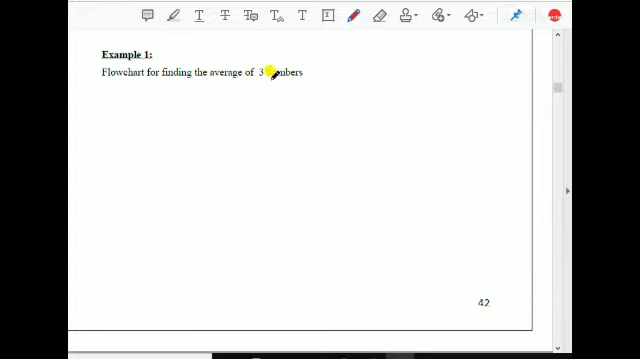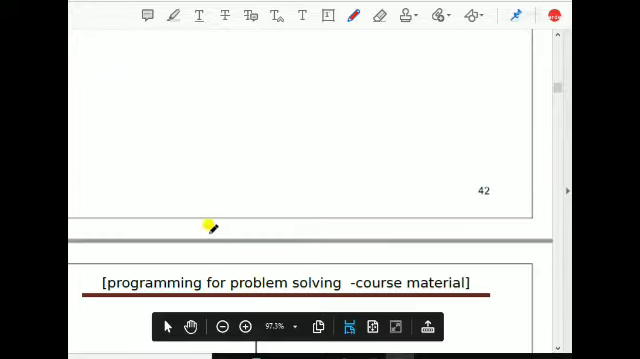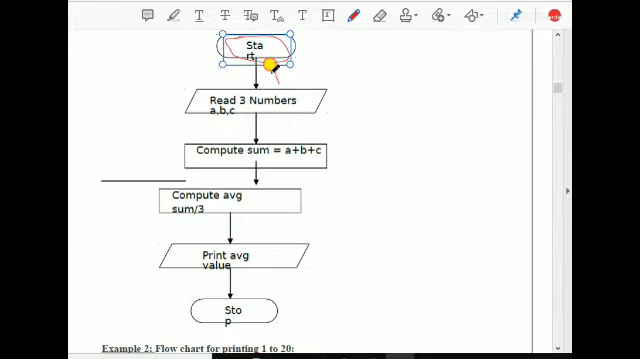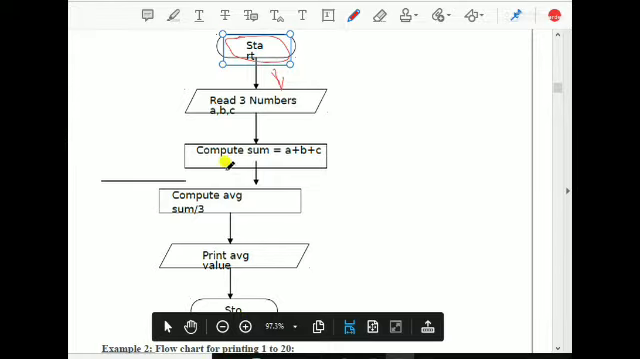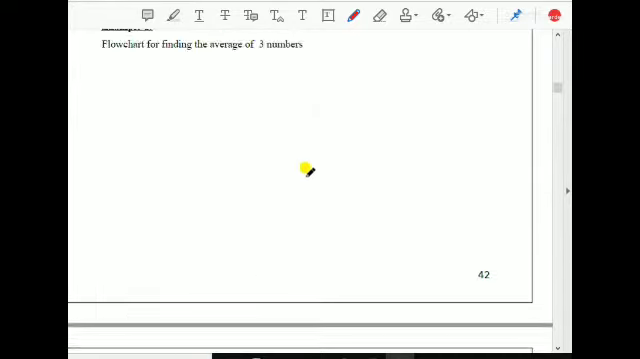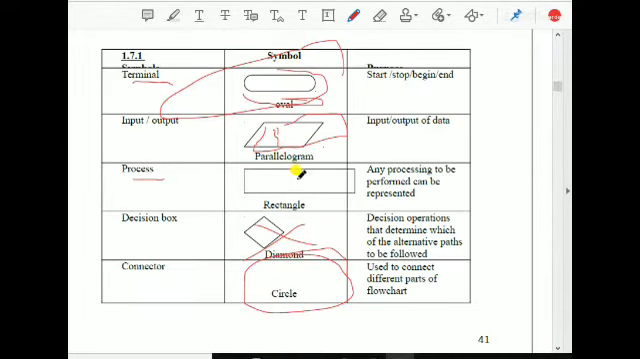Flowchart for finding the average of 3 numbers. Average means a plus b plus c, or 1 plus 2 plus 3, by the total number of values we have taken, by 3. So see here, we have started from the oval. Always start from the oval and a downward arrow, because all programs go downward, so you can easily remember this. I don't have to tell. And read 3 numbers. Read means what? Printf and scanf. You are taking printf and scanf in the parallelogram only. I have already said. See here, parallelogram, printf, scanf, input and output.